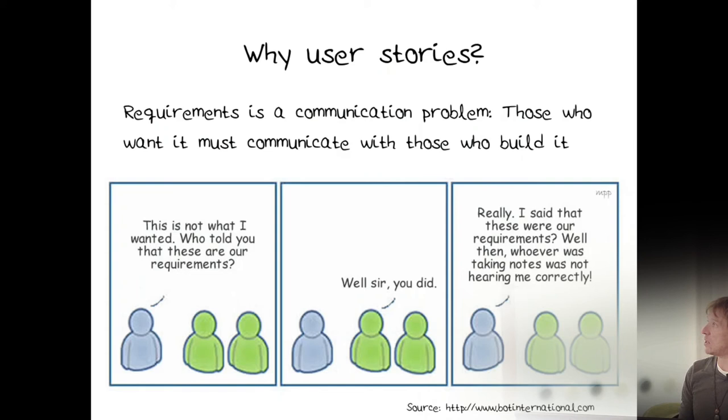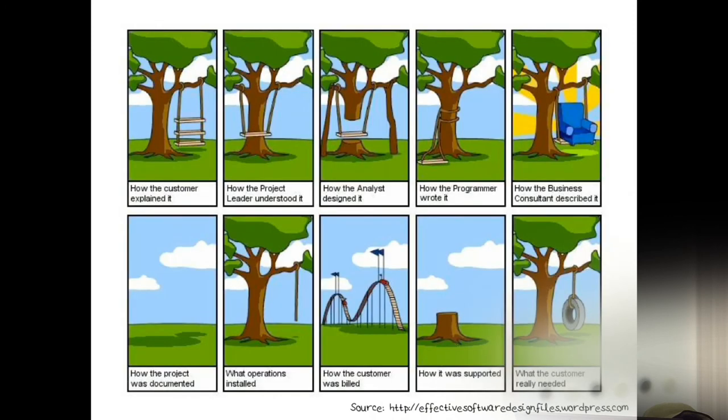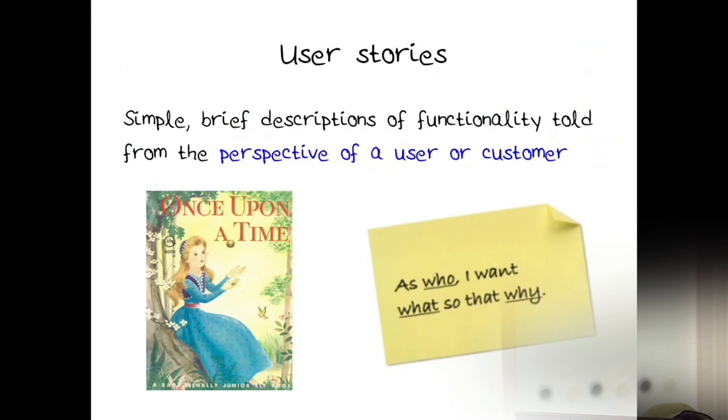So why user stories? Well, requirements is a communication problem. Somebody wants something done, and you need to communicate that in a way so it's understood what needs to be done. And here's this one again, which is just a typical example of why this is problematic. So a user story is a simple, brief description of functionality told from the perspective of a user or a customer. And they all have this format: as who, I want what, so that why.